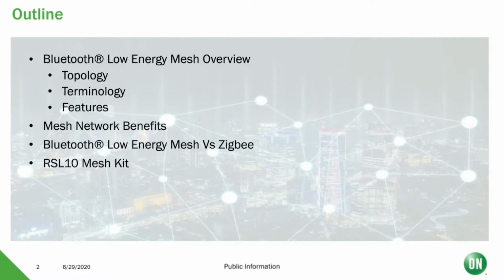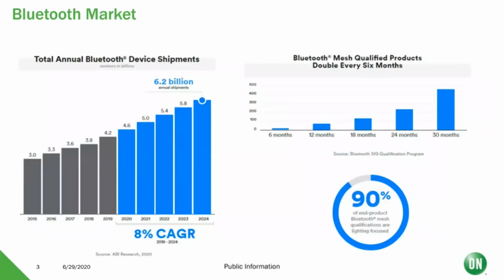There will be a brief discussion on comparing Bluetooth Low Energy Mesh with ZigBee, which is another popular indoor personal area network. And we'll wrap it up by talking about the RSL10 Mesh Kit. RSL10 is our Bluetooth Low Energy SoC. We launched it about a year plus ago. And we'll talk briefly about the kit and what sort of features it allows one to exercise. So with that, let's get started.